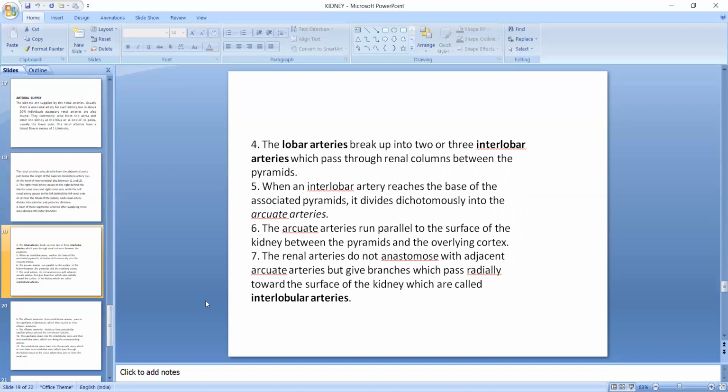These lobar arteries break up into 2 or 3 interlobar arteries, which pass through the renal columns between the pyramids. When an interlobar artery reaches the base of the associated pyramid, it divides dichotomously into the arcuate arteries. The arcuate arteries run parallel to the surface of the kidney between the pyramids and the overlying cortex. The arcuate arteries do not anastomose with adjacent arcuate arteries but give branches which pass radially towards the surface of the kidney and which are called interlobular arteries.